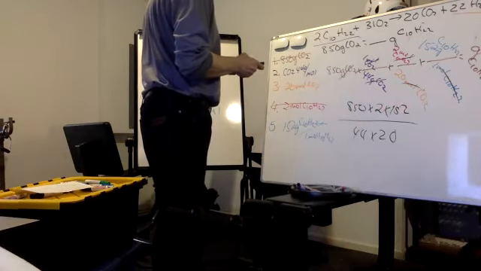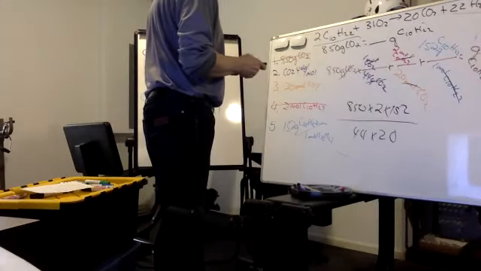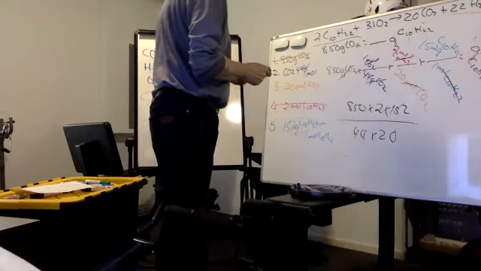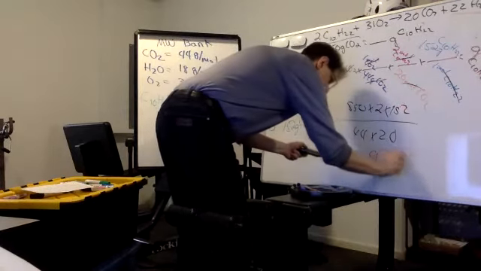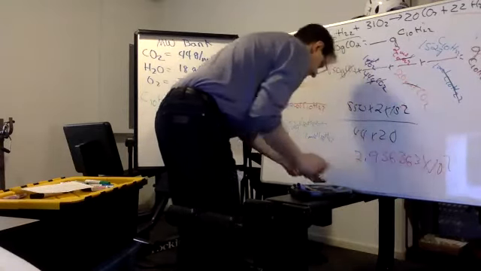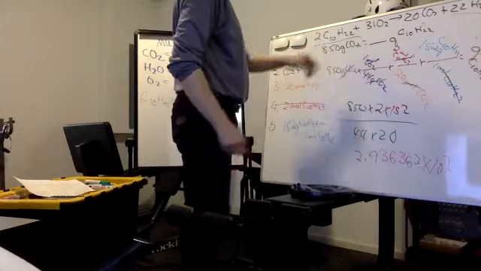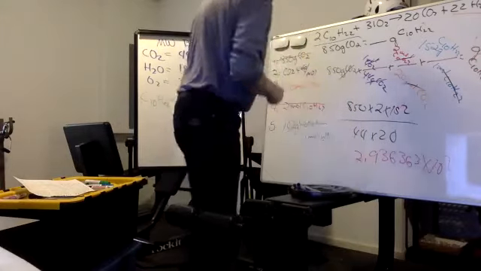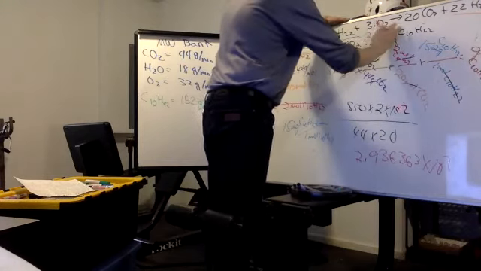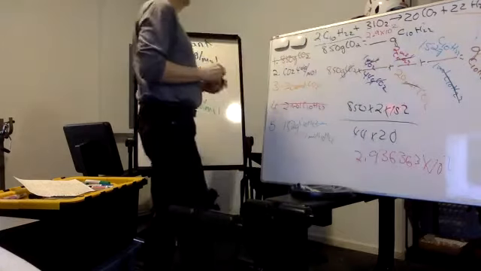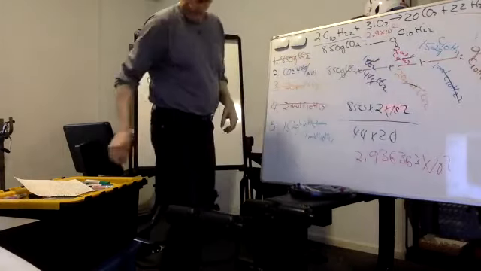I think I hit the division key twice. 850 times 2 times 152, divided by 44, divided by 20. And I come up with a raw answer: 2.936363 times 10 to the second. Do my sig fig check. I've got 2 sig figs. There's my rounding spot. I'm just going to go to 2.9 times 10 to the second grams C10H22. That is.